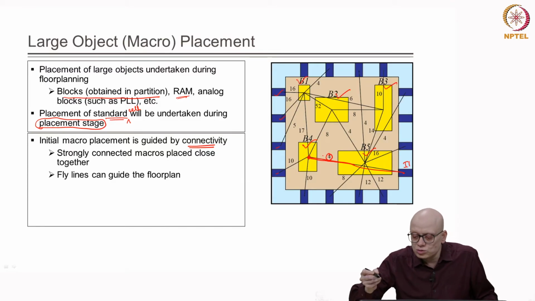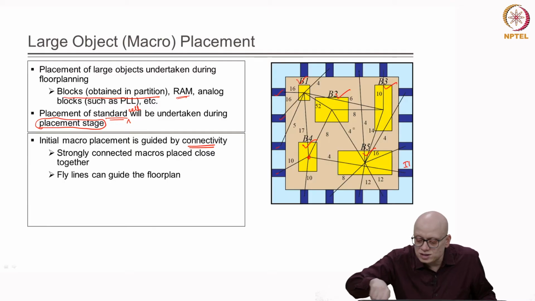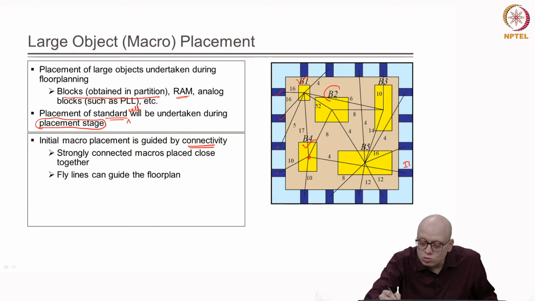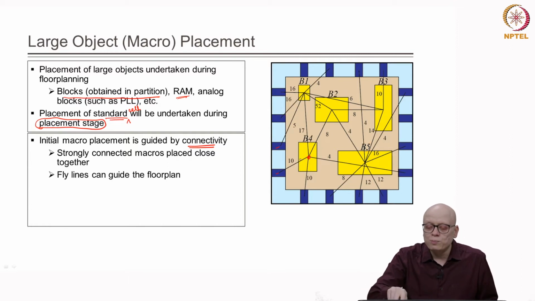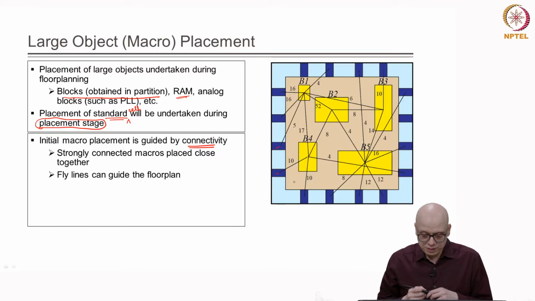Similarly, if we look into how many nets are between the objects B2 and B5, we see that this is the fly line corresponding to them and there are 4 nets only, right.